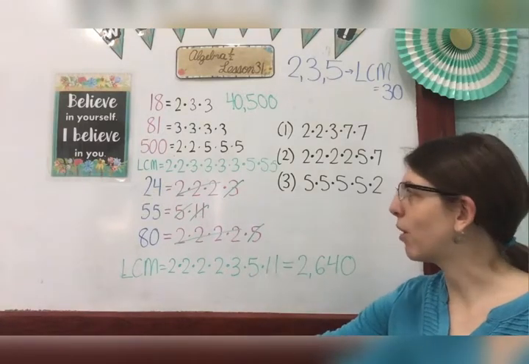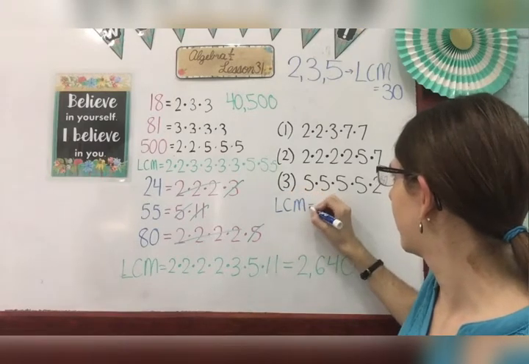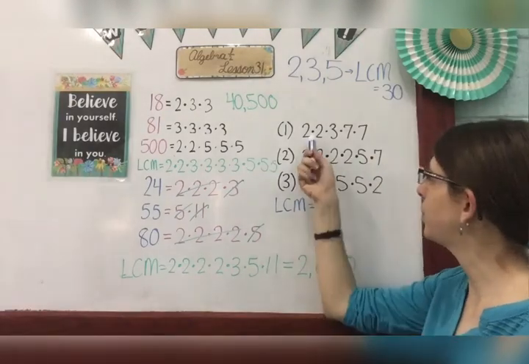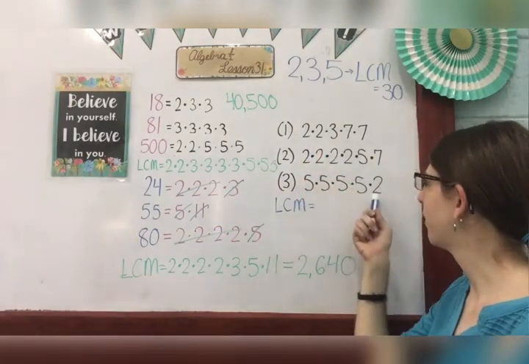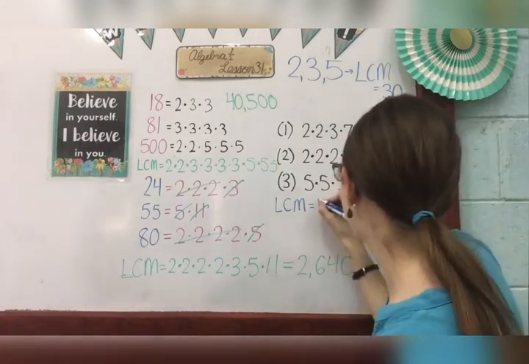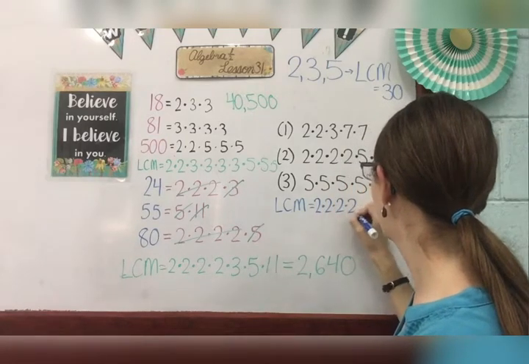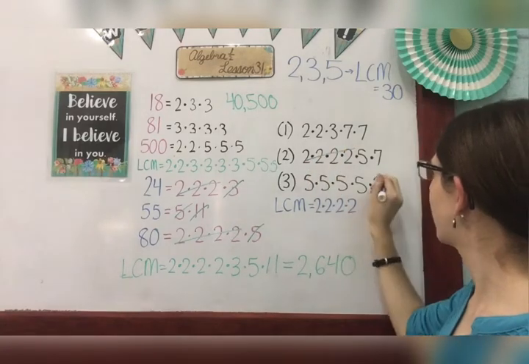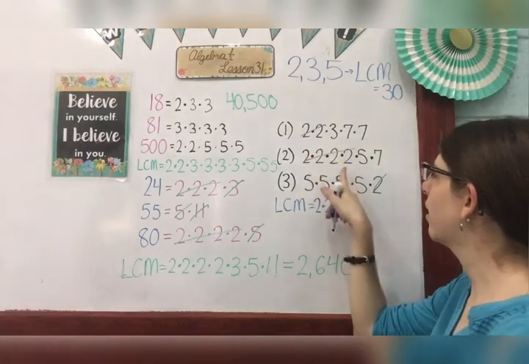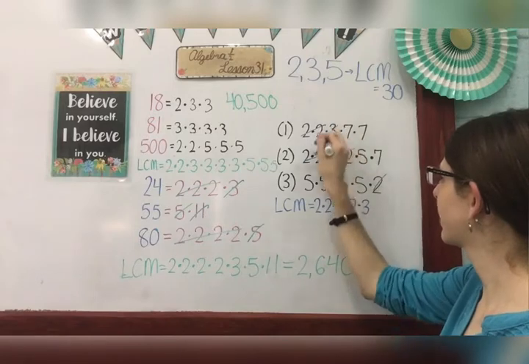So the least common multiple of these numbers, we'll start with 2's. I have 2 2's here, 4 2's here, and 1 2 here. So the greatest number of times it's used is 4 times. So I have 2 times 2 times 2 times 2. I'm going to cross out my 2's. I'm not looking for 2's anymore. I have 1 3 here, none here, none here. So 1 3. Cross out my 3.